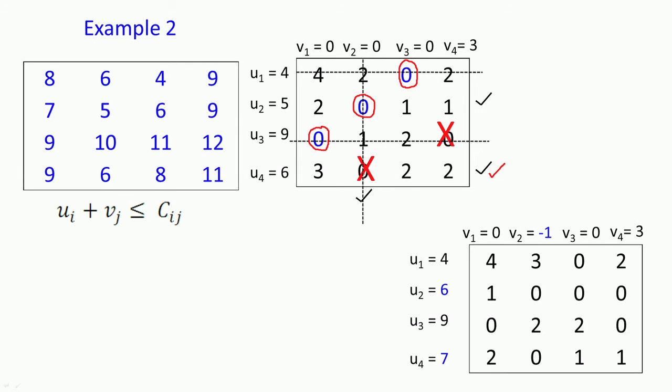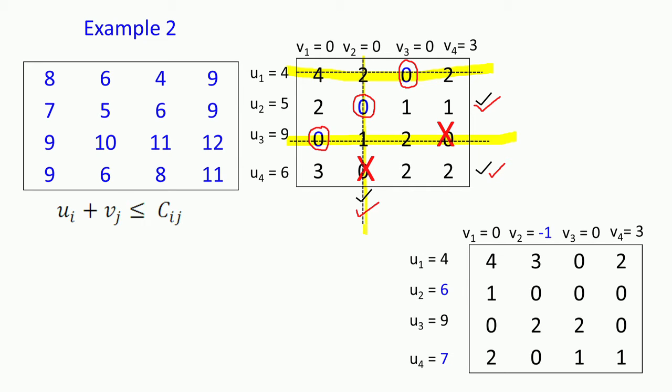So, we ticked unassigned rows. If there is a 0 in a ticked row, then we ticked the corresponding column. If there is a 0, tick that column, and if a ticked column has an assignment, tick the corresponding row. Do this till no more ticking is possible. Draw lines through unticked rows and ticked columns. So, the lines were drawn through unticked rows. These 2 are the unticked rows. This is a ticked column, and we then drew these lines.